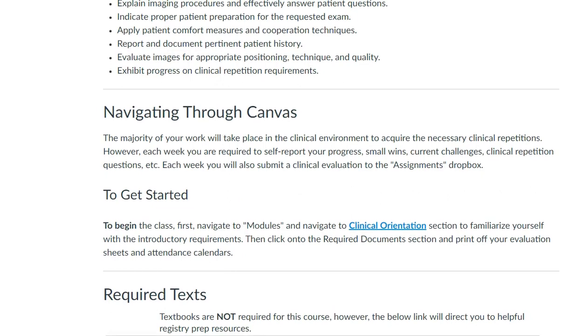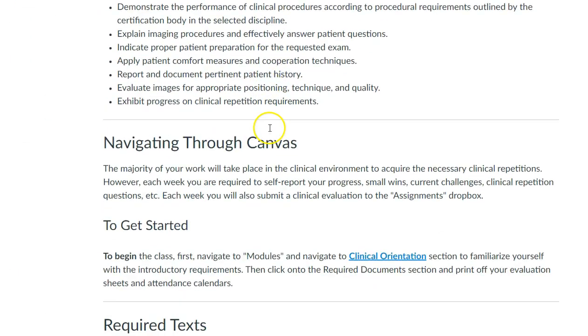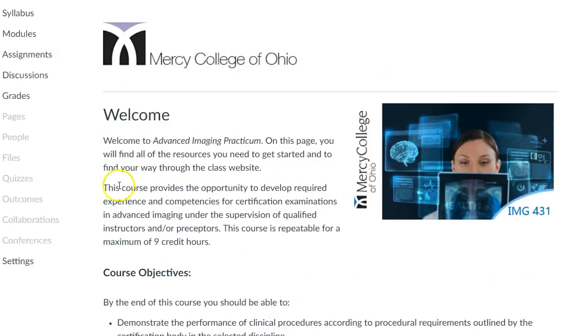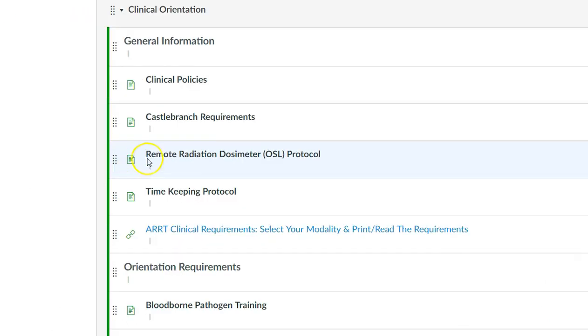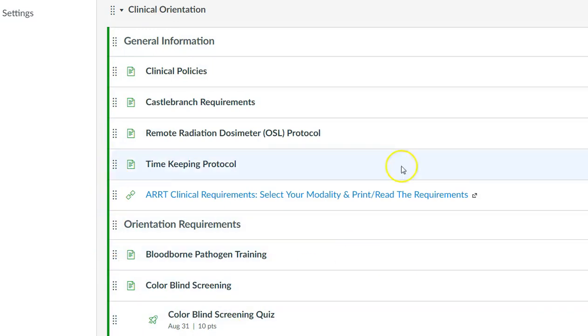As you're getting started in this course, what you should see and notice is that there is a bit of an orientation. That is where I'm going to direct you to get started first. When you click onto the orientation, you'll notice that the information is just housed within this area. I want you to familiarize yourself with the clinical policies. At this point or soon, you should all have your Castle Branch requirements finalized. In order to get started with clinical, all Castle Branch requirements must be completed, so just keep that in mind. If there's anything that's not done, we can't have you start clinical until that point.